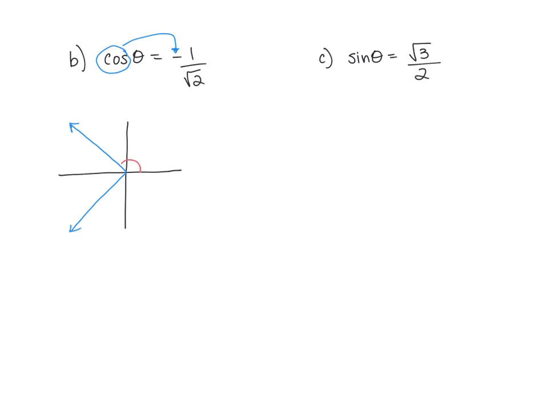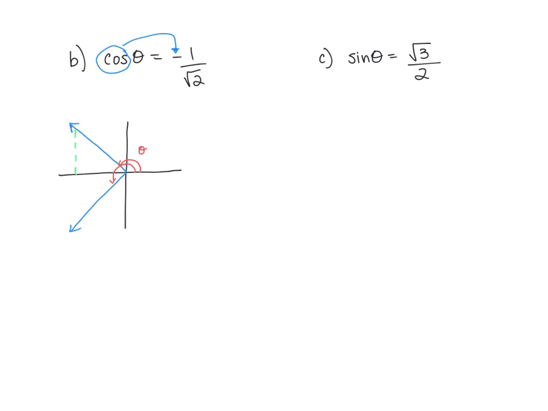So I rotate. There's theta. So that would be my first rotation. My second rotation. So those would be our two locations of our terminal arms. I've been given information about what my ratio is.